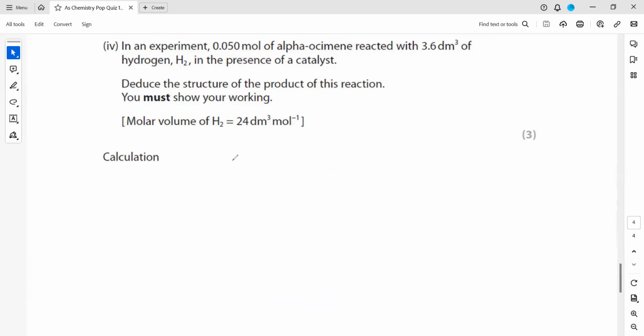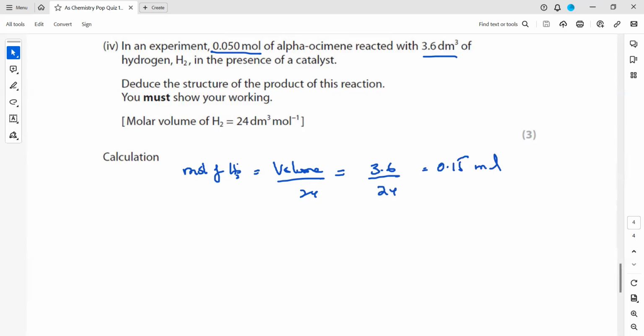So we already have the moles of this. We'll work out the moles of hydrogen. Moles equal volume in dm cubed divided by 24. So the volume in dm cubed is 3.6, and 24. So 3.6 divided by 24 will give us 0.15 moles of hydrogen.